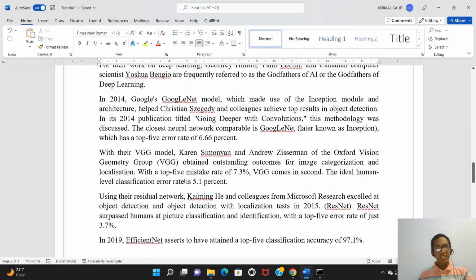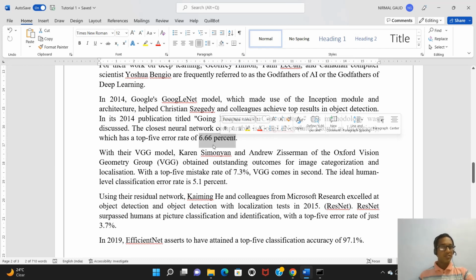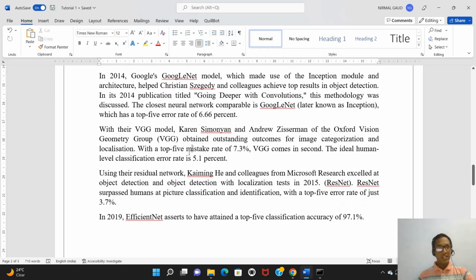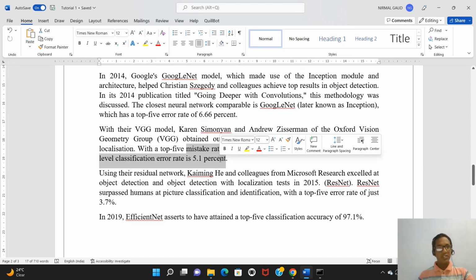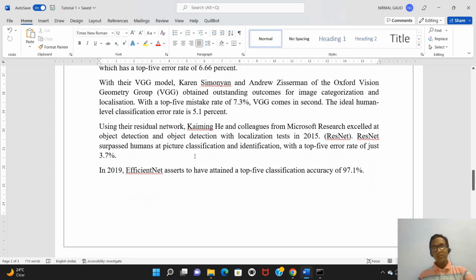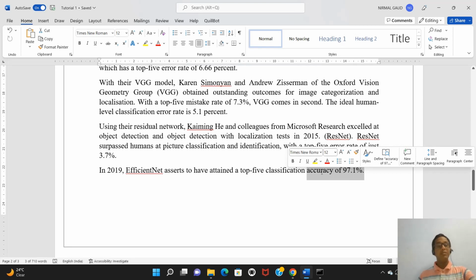Now we can see that the GoogleNet error rate was 6.66% for image classification. The VGG model had an error rate of 5.1% for image classification, and now ResNet has surpassed all these techniques, with an error rate of just 3.7%. Later, in 2019, EfficientNet was considered a top 5 classification, and its accuracy was 97% for classifying images.